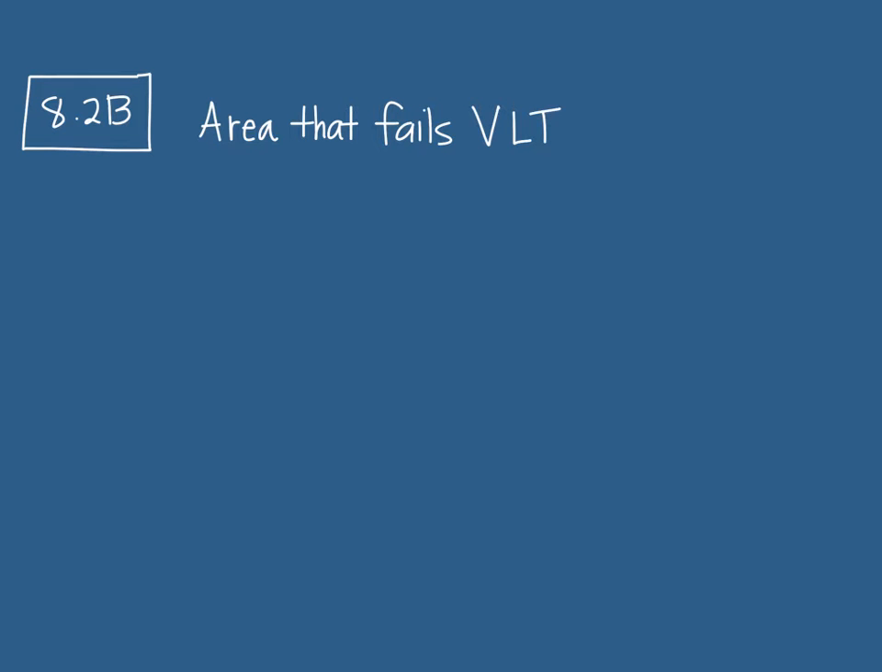All right, probably without realizing it, all of the areas you did last night, or whenever you did your homework, passed the VLT. You probably didn't think about that consciously, but they all did. So if a region passes the VLT, in other words, a vertical line doesn't intersect the same function twice.